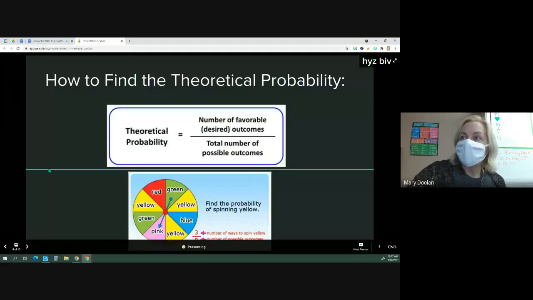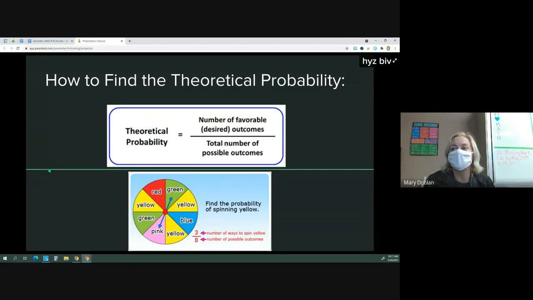All right, so there's a formula to find theoretical probability. And since theoretical probability is a value anywhere from 0 to 1, it can be represented as a fraction. And so the way you figure out that fraction, the numerator is just going to be the number of favorable outcomes. Okay, what is it that you're trying to get to happen? And the denominator is the total number of possible outcomes. All right, and then if you look at that value, that is your theoretical probability.